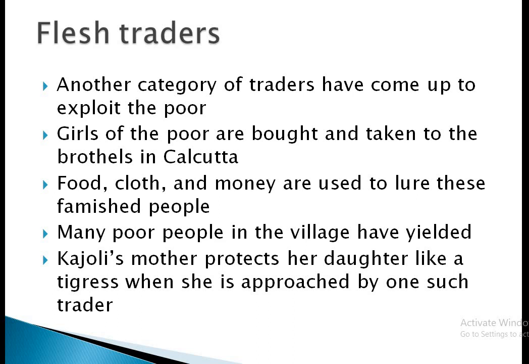That is another category of traders who are waiting for the poor to be exploited. They are waiting for the girls of the poor eventually to be sold to them. These girls will be bought by these flesh traders, and they will be taken to the brothels in Calcutta. Food, cloth, and money are used to lure these famished people. Many poor people have yielded to their needs. They have sold their daughters to these flesh traders. Even Kajoli's mother has got an offer from one of these flesh traders, but she protects her daughter like a tigress when she is approached by one such trader.